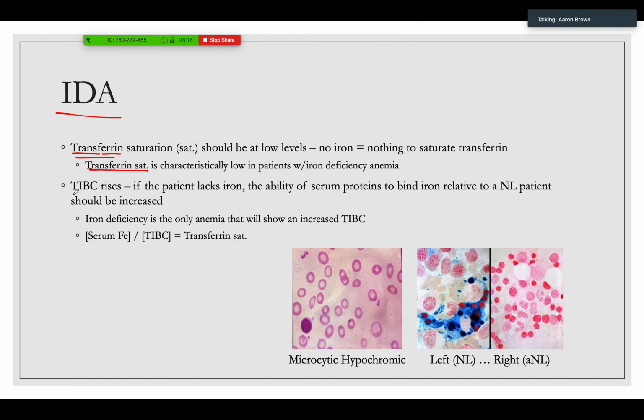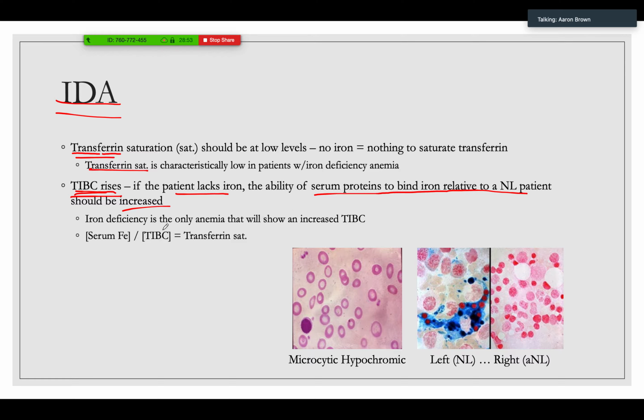Okay? Total iron binding capacity is going to rise. Your capacity to bind iron is increased, meaning there are more spots for iron to bind to because you lack iron. Okay, so TIBC, your ability to bind iron, has increased because the body lacks iron. The ability of serum iron proteins to bind iron relative to a normal patient should be increased because we have a reduction in iron. This is iron deficiency anemia. Our overall body store of iron has dropped, and we will see an increased TIBC.